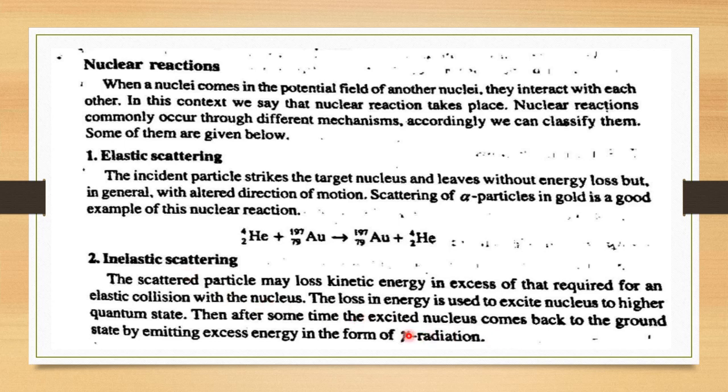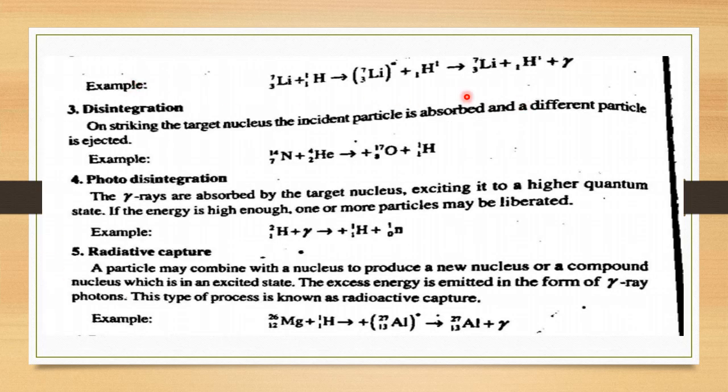After some time, the excited nucleus comes back to the ground state by emitting the excess energy in the form of gamma radiation. This is a type of nuclear reaction. Here is an example: lithium transforming into a higher excited state and finally releasing a gamma photon.